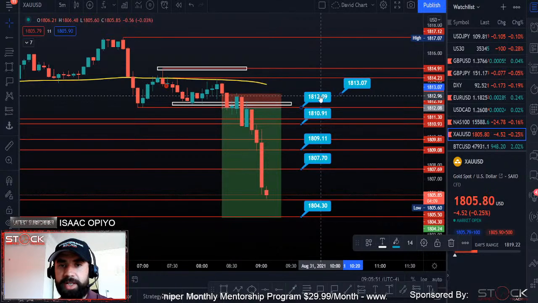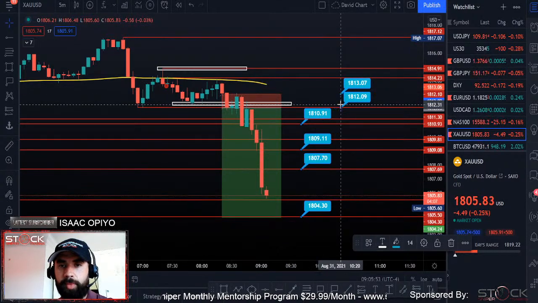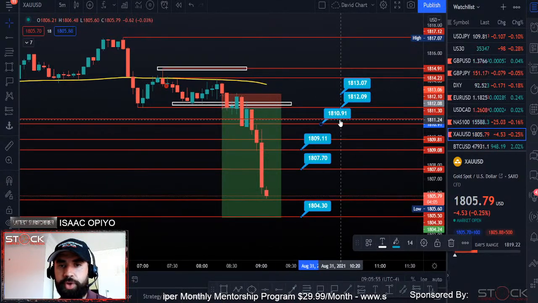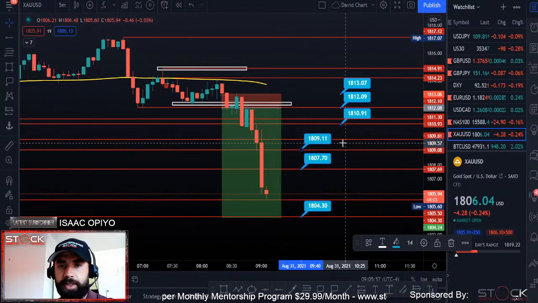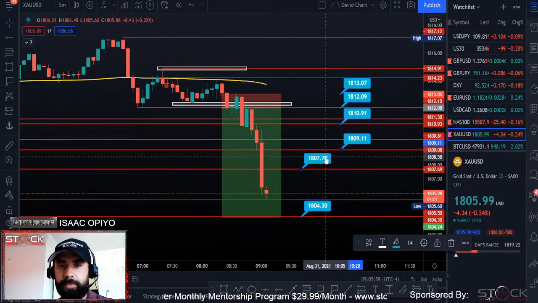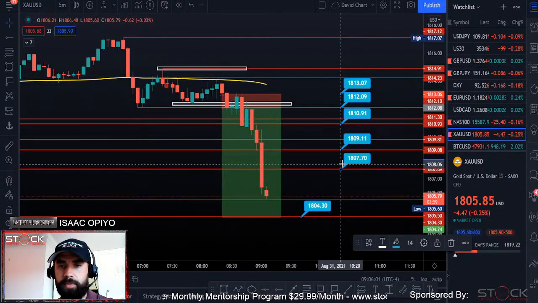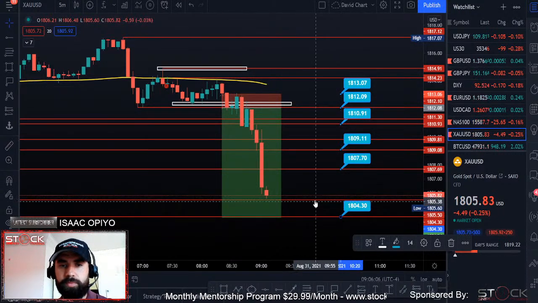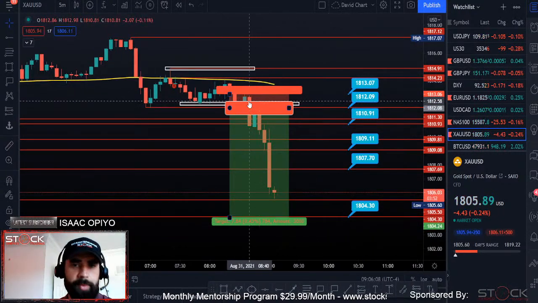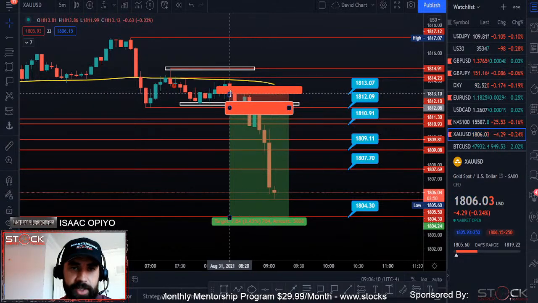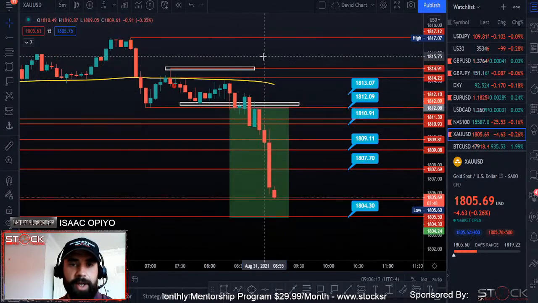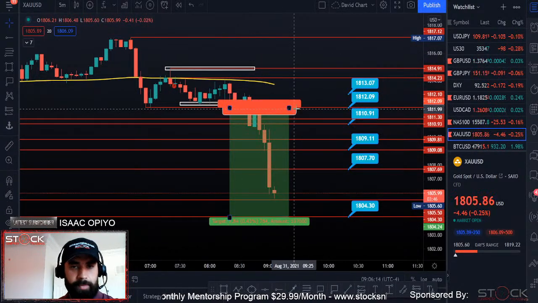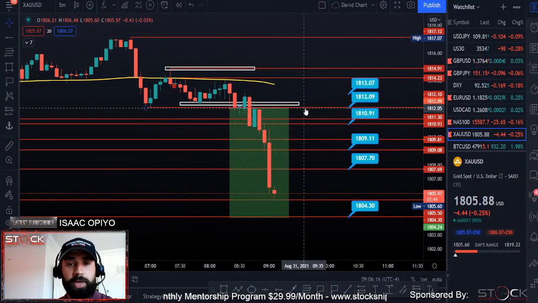So one thing, guys, I'm just gonna set this up and we'll go back to US 30, no issues. I want to show you what you want to do if you are in this gold trade. You see this stop loss right here, guys. Depending on where you got in, you need to move it to break even. This is now from this markup here, 1812. This is now a risk-free trade.